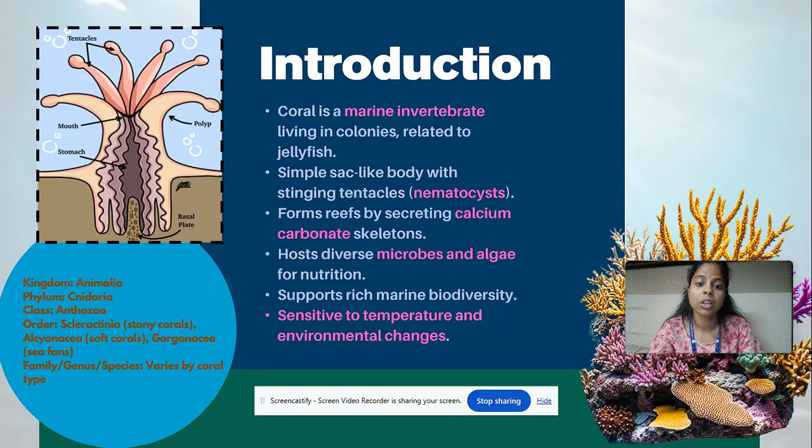They form coral reefs by secreting calcium carbonate skeletons. They host a diverse city of microbes and algae within them for nutrition. They are very sensitive to temperature and environmental changes.